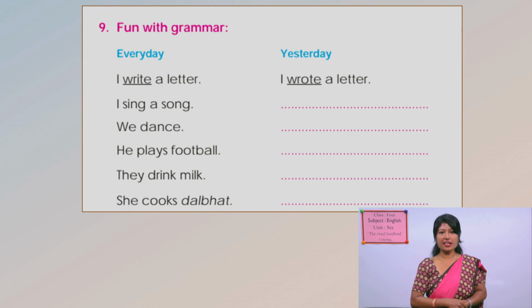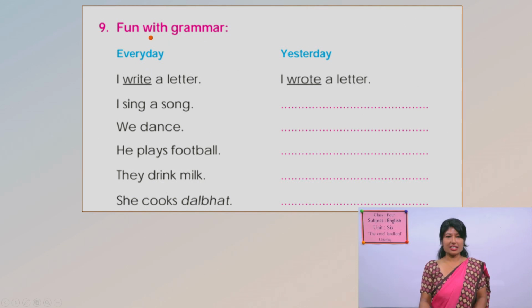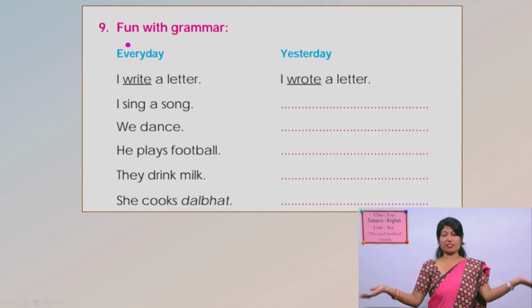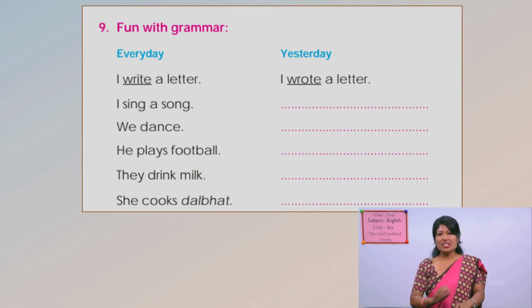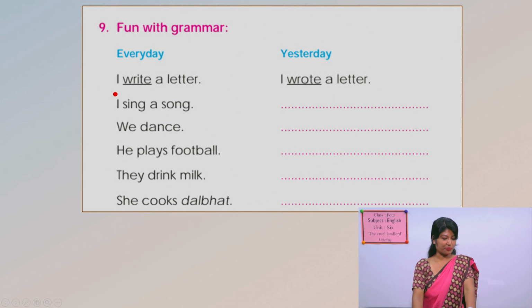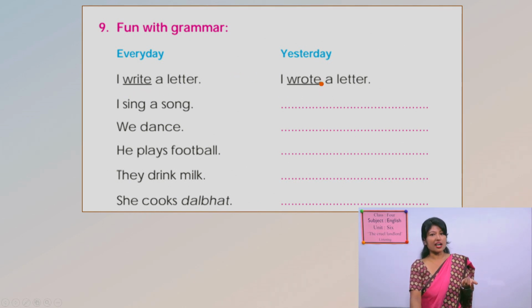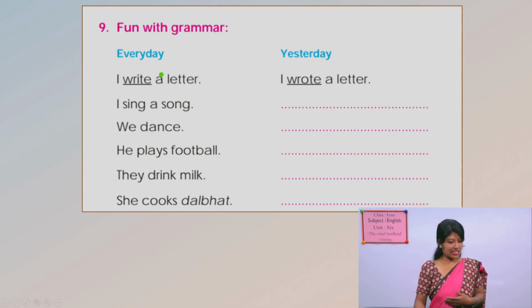Alright. Next, what is this? Let's see. Okay. So here is an activity called fun with grammar. We are having fun with grammar. So here are some sentences. Look at here. I write a letter. Yesterday I wrote a letter. So we are changing these sentences into past tense. Okay, this is present form. I write a letter every day.